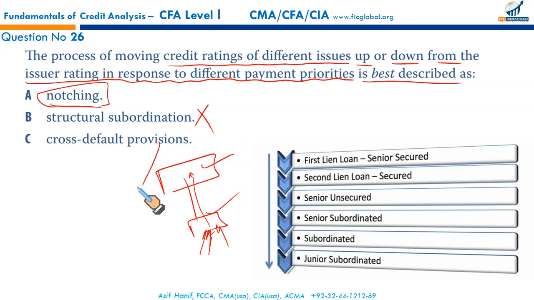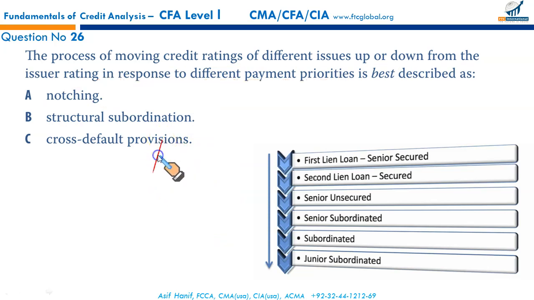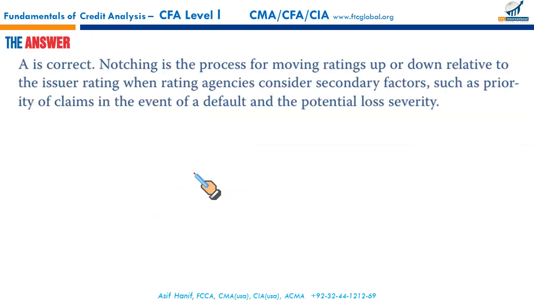Alright, so what is then cross default provision? Cross default basically is a provision in a bond indenture or maybe in a loan agreement that puts a borrower in default if the borrower defaults on another obligation. Let's say if you default on this obligation, it is assumed that you have defaulted on obligation A as well. So notching is what we were looking for. A.